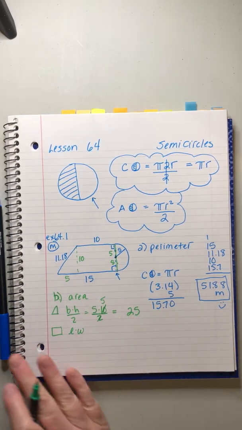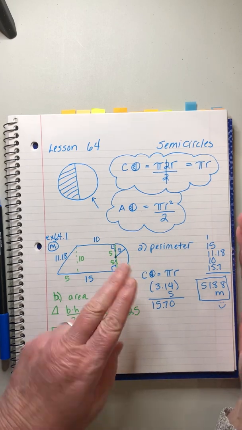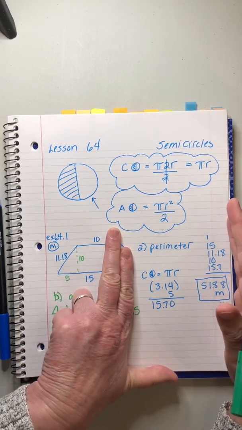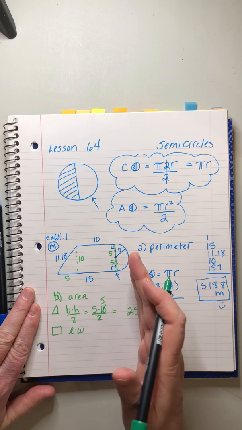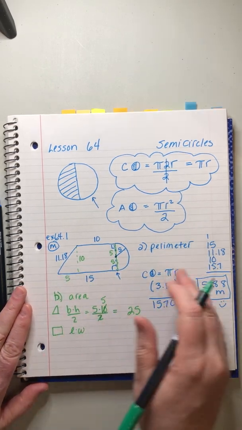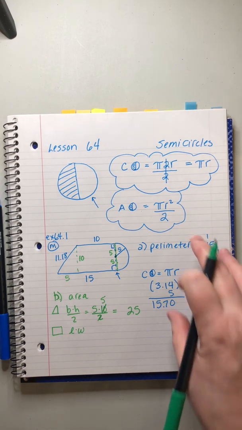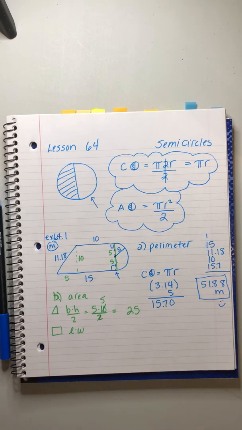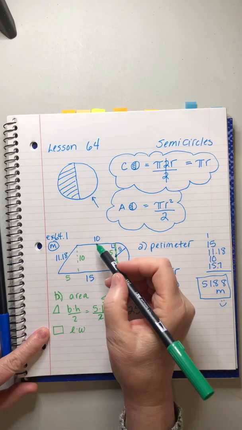And I want you to set these up just like me. The perimeter calculation should look just like that. The area calculation should look just like I'm doing here. The way you arrange these chunks on your paper is up to you, but I want your perimeter calculation to look just like that. Okay, length times width.